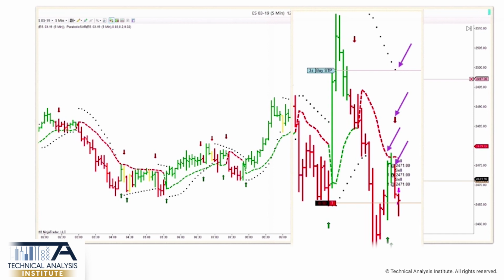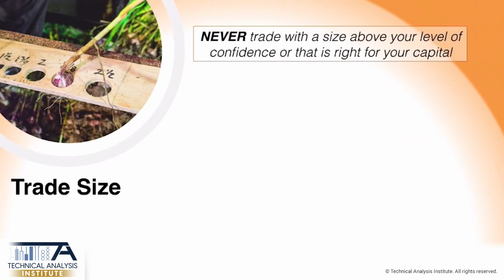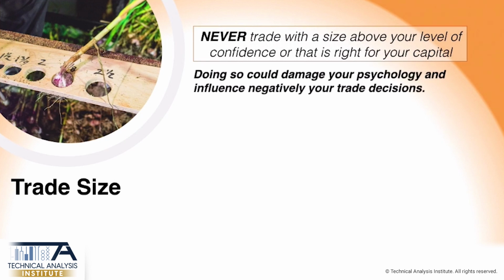That allows me the possibility to take profits quickly and reduce my risk in a more effective way while still allowing me to take advantage of larger moves when they do occur. So I placed my order at $24.71 with 3 contracts. However, do not trade with a size above your level of confidence or one that is right for your capital. Doing so could damage your psychology and influence negatively your trading decisions.